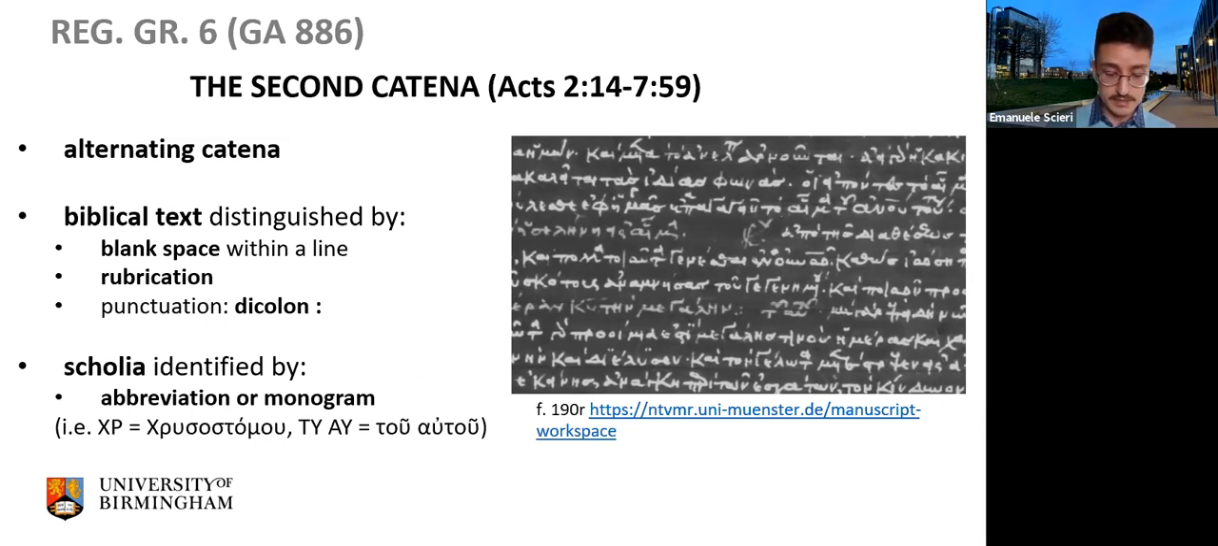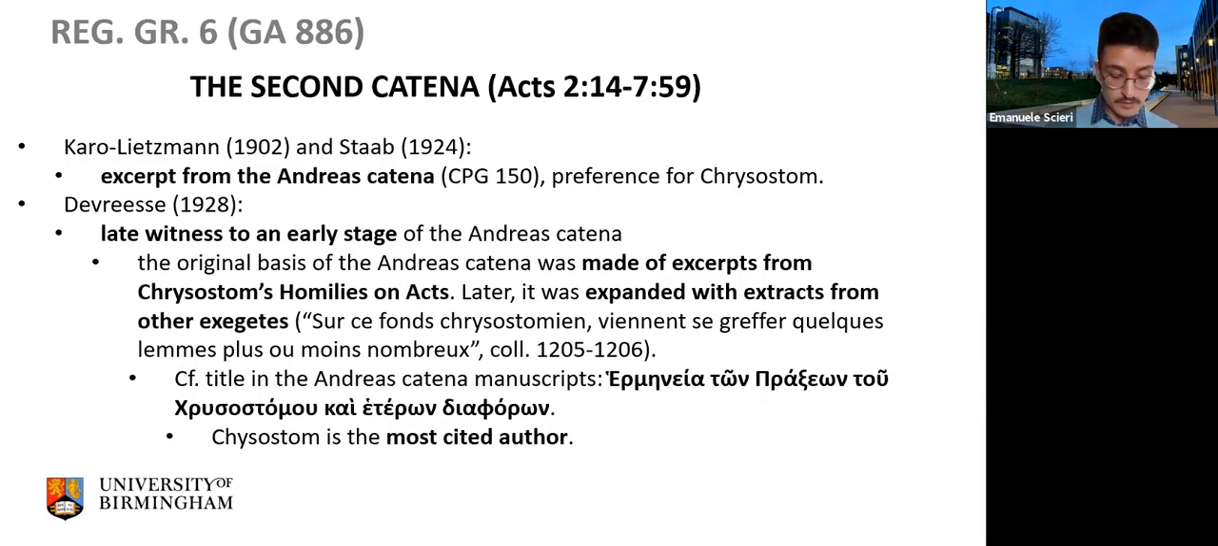The order of each comment is normally identified through an abbreviation or monogram. In this case, we can see the use of a monogram for Chrysostom and of a second monogram, employed to mark passages from the same author. According to Karen, Litzman and Staab, this catena is derived from the Andreas catena, with a particular preference for comments from Chrysostom. In fact, my investigation reveals that all the scholia in this catena are found in the Andreas catena, which contains others not present in this manuscript.